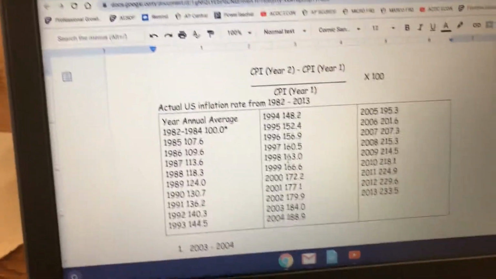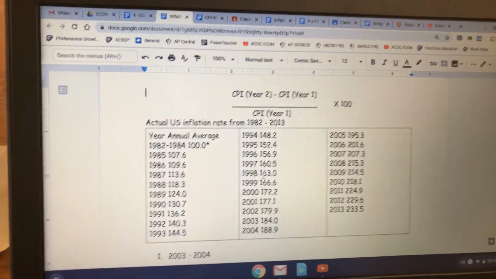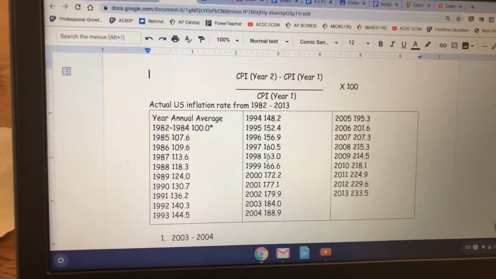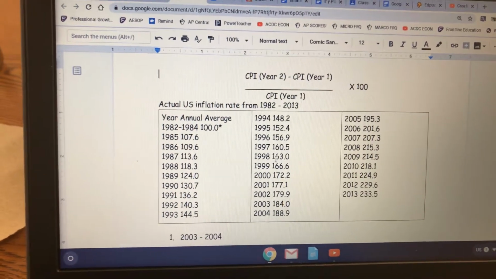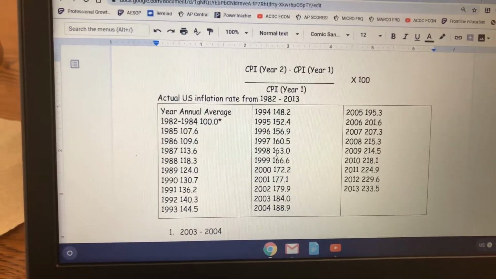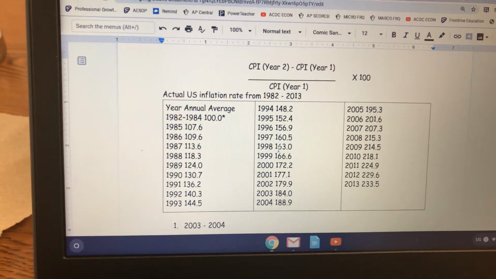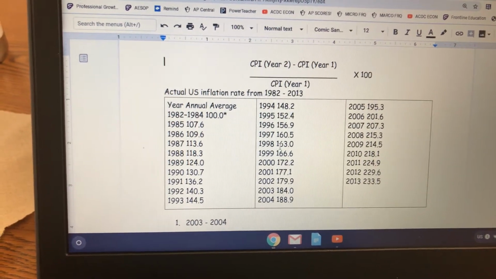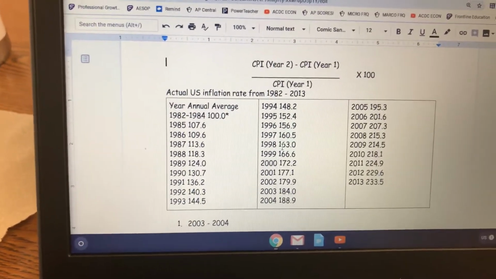So today what we're going to do is take that knowledge of the CPI, the Consumer Price Index, and start actually calculating inflation. On the last one I gave you kind of made up numbers. These are actually accurate numbers. These are the true CPIs for the US from the year 1982 up until 2013. So we can actually measure what the actual inflation rate was.